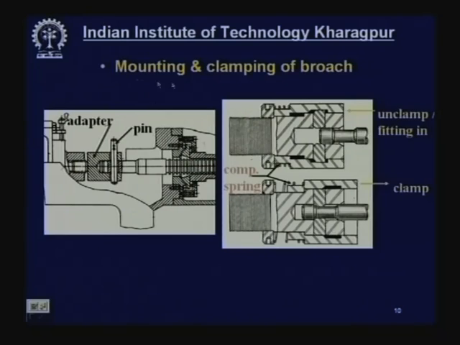Now, coming to mounting and clamping a broach. Friends, there are different methods of mounting and clamping a broach in a broaching machine. That depends upon whether it is a pull type broach or push type broach, internal broach or external broach; various types are there. But remember, broaches are mostly internal working type, and they are pull type. Now, here you can see the examples of two pull type broach clamping methods.